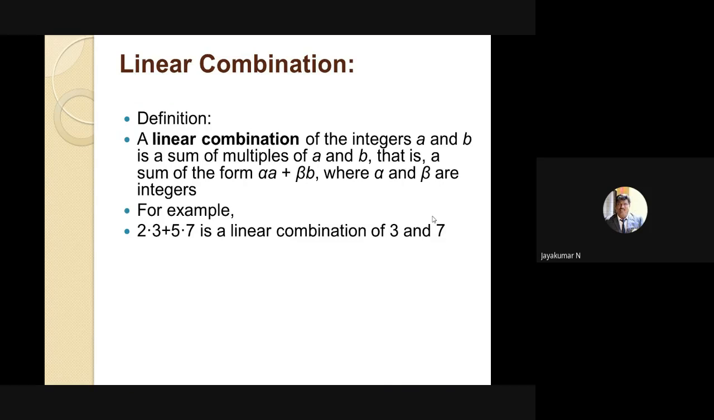For example, a linear combination of 3 and 7 is 2 into 3 plus 5 into 7. Another linear combination of 3 and 7 is minus 4 into 3 plus 0 into 7. Linear combination is not a unique one. A linear combination of two integers means I have to find a multiple of 3, find a multiple of 7, then add them. That is nothing but a linear combination. Here I mentioned that alpha and beta are integers. I didn't say that alpha and beta are positive integers.